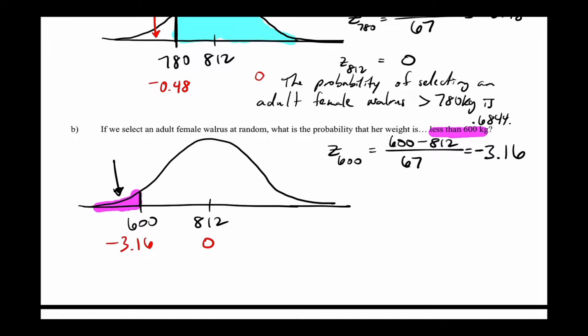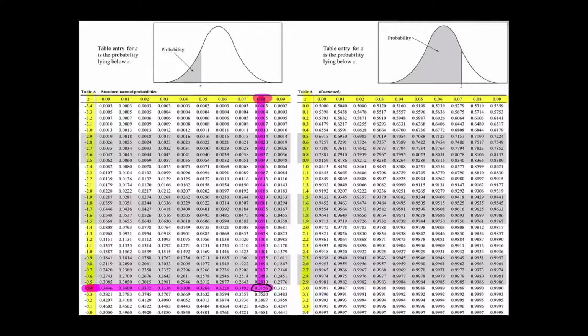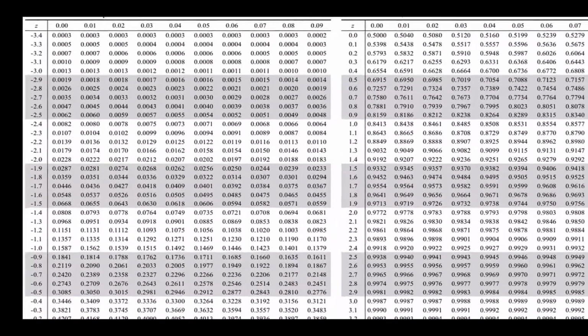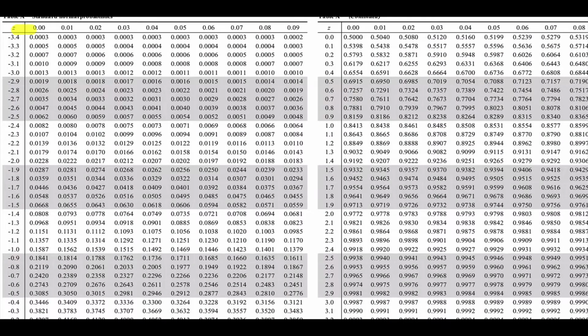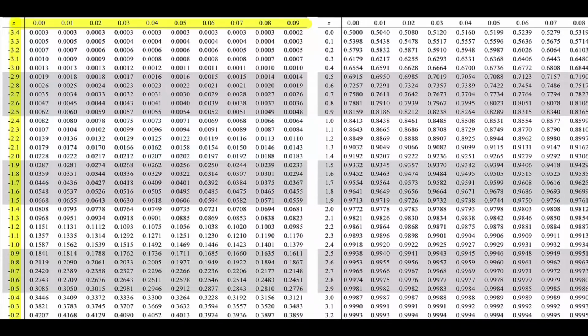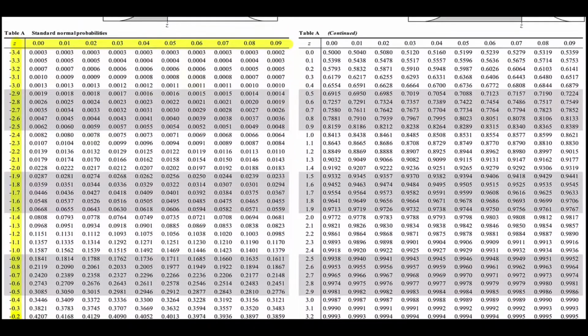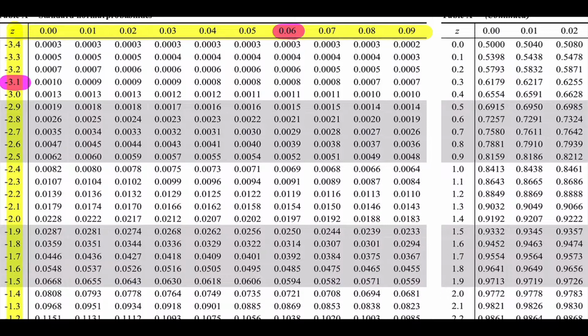Okay. Go to the tables and find a z-score. It's another negative z-score, so it's going to be on the left side. Find negative 3.1 on the left, 0.06 on the top. Okay. See if you can find it. Go find it now, and I'll find it in a second, and we'll see if we get in the same spot. Okay, so it was negative 3.16. So negative 3.1 is right there. And then I need a 0.06. That's my guy right there. Very, very small, 0.0008.